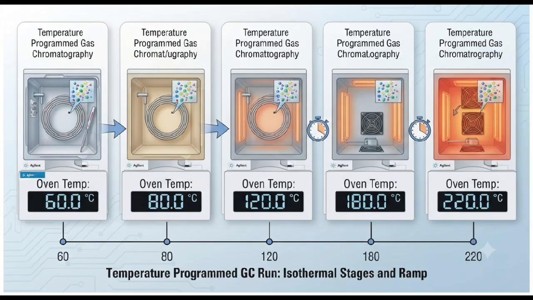The role of the oven. The GC column is placed into a temperature controlled oven. The oven temperature can remain constant throughout the analysis. This is called isothermal operation. Alternatively, the temperature can increase according to a programmed temperature ramp. This is called temperature programming. Temperature programming is particularly useful when the sample contains compounds with significantly different volatilities.